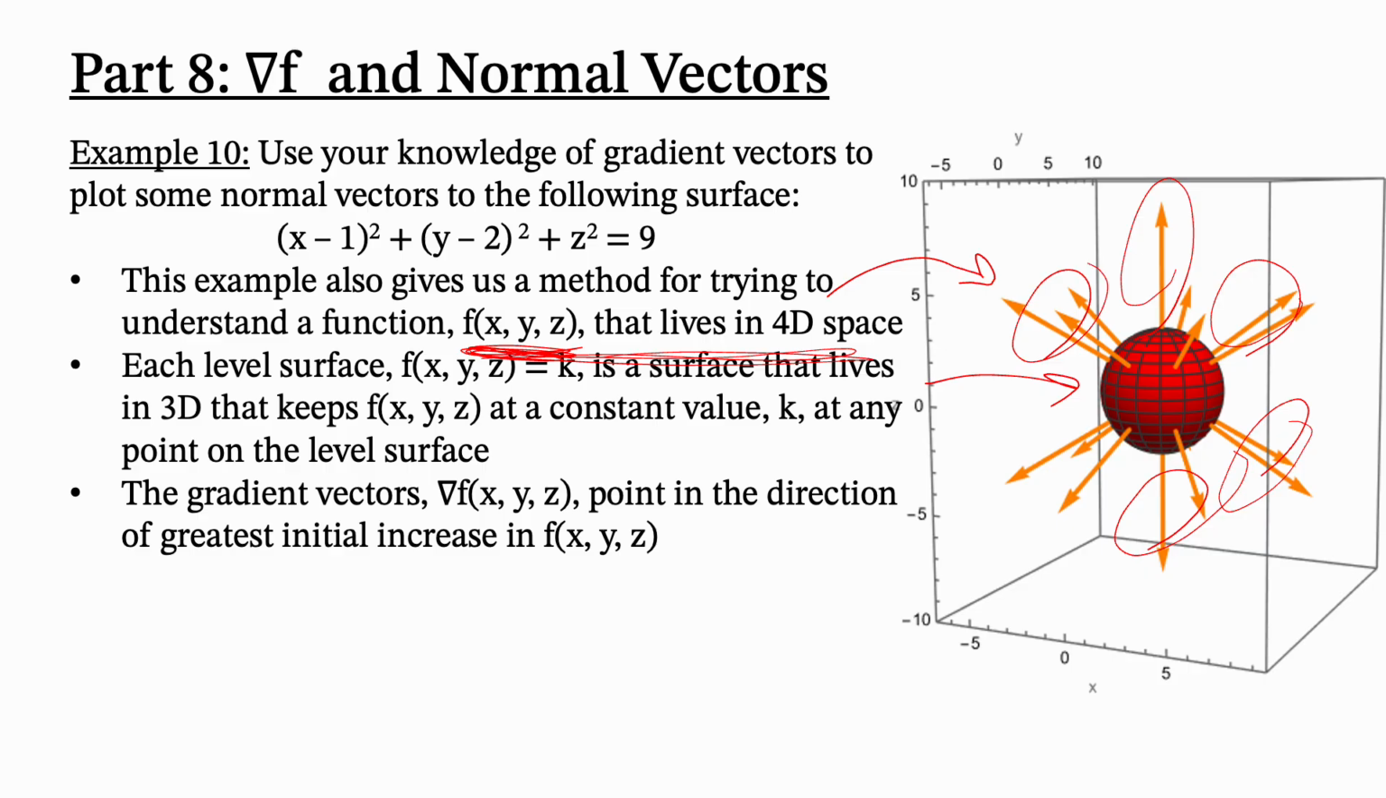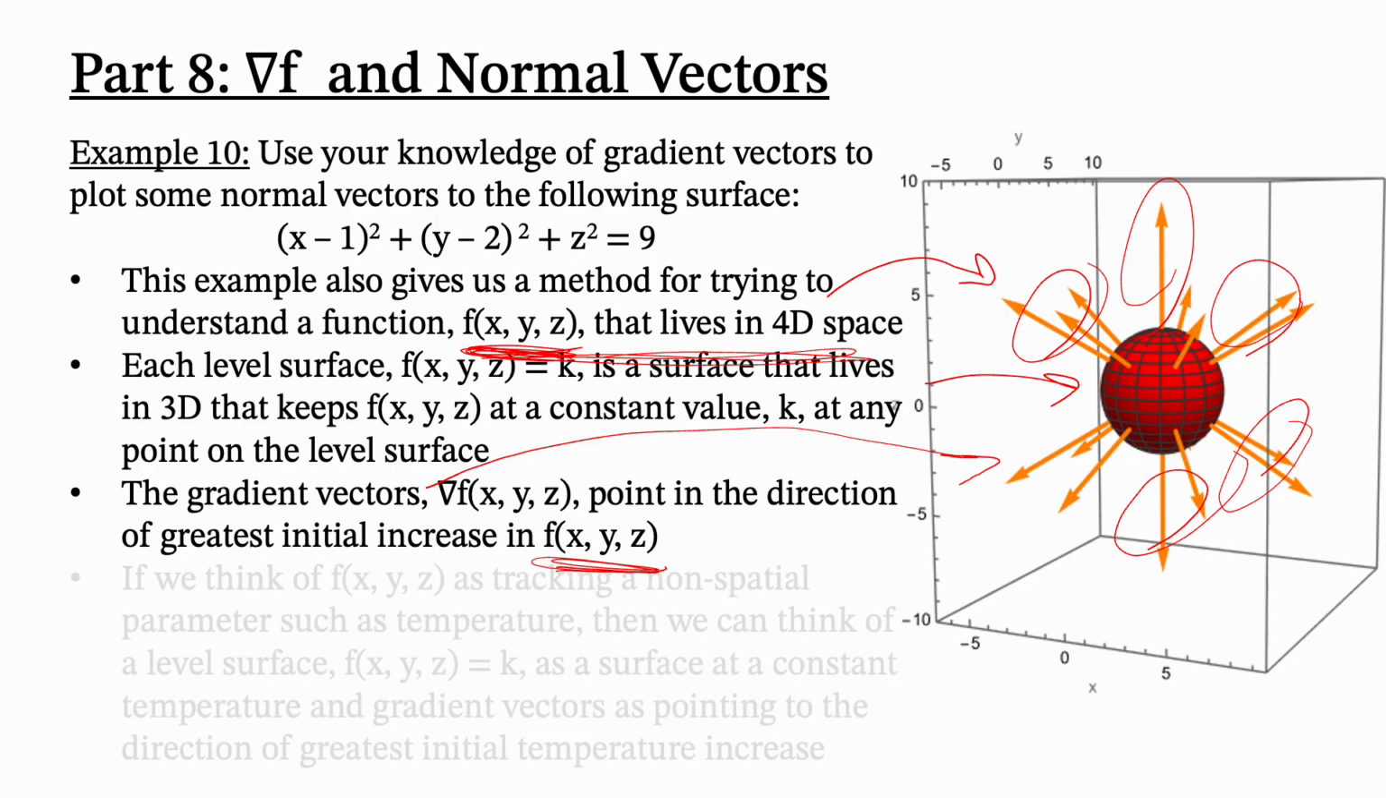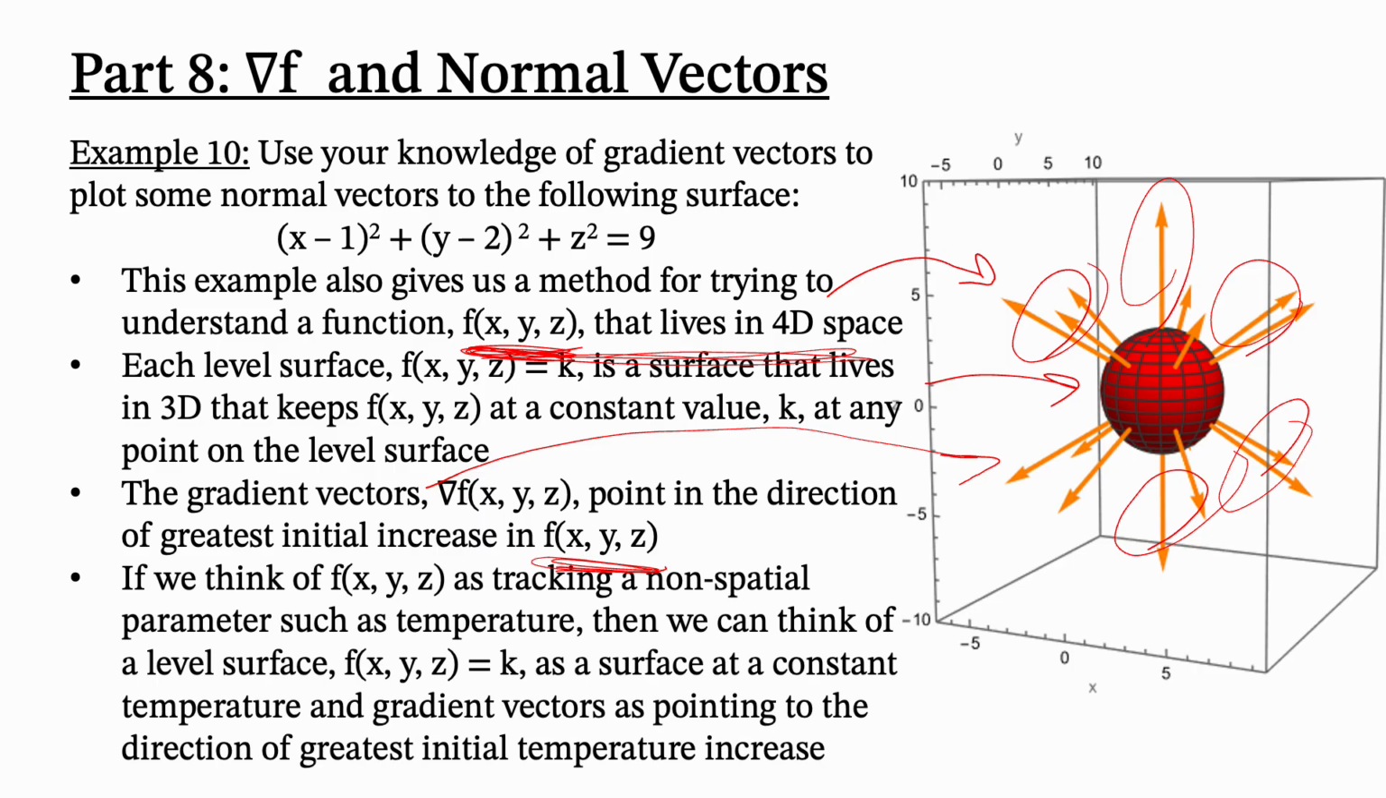So my gradient vectors point in the direction of greatest initial increase on this function f of xyz that I can't even plot. I can't plot f of xyz in four-dimensional space, but I can plot its gradient vectors, and so I know the direction of greatest initial increase on my hypersurface. And here's the best way to frame this. I know this is a little mind-boggling, but all you do is think of f of xyz as a function that tracks a non-spatial parameter. I usually use temperature.